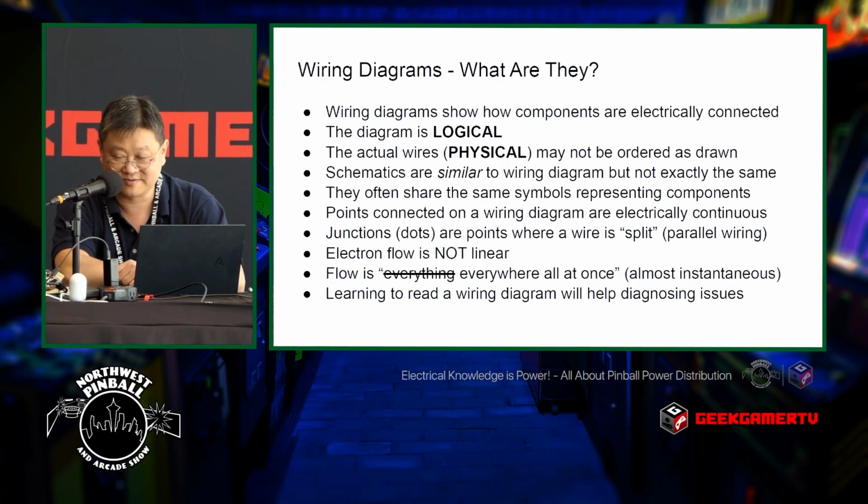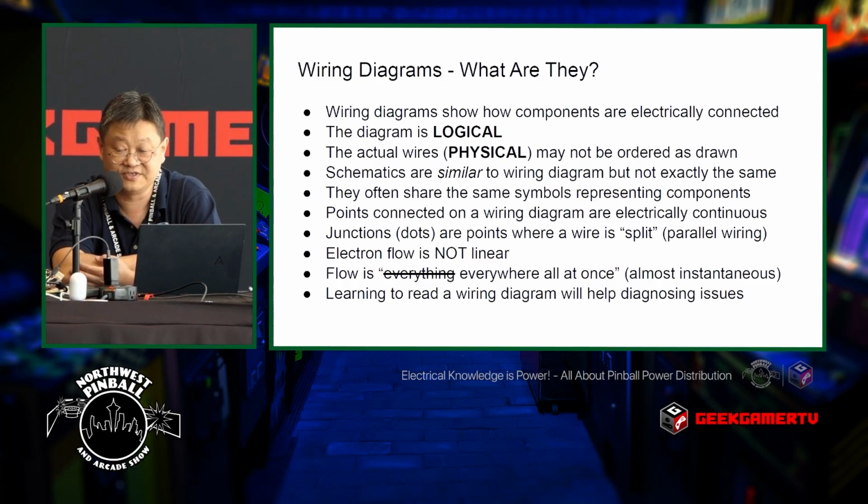So, wiring diagrams, and I'll have some examples of this in the following slides. A wiring diagram shows how components are related to each other. The key to understand here is it is a logical representation. It is not what you see physically wired in the machine. It's telling you how the wires should be connected, not necessarily how they are connected physically.